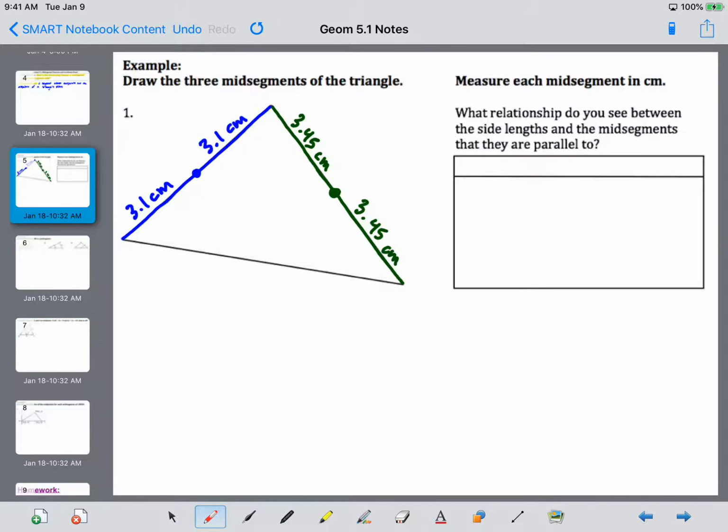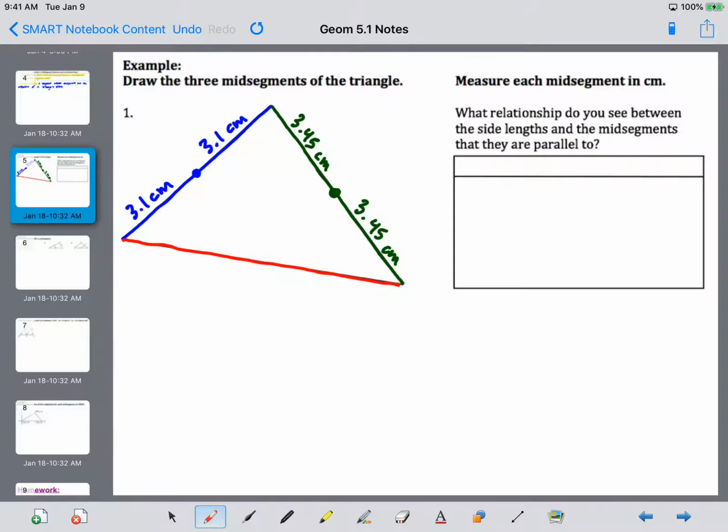And then that last side here, again, go ahead and measure it. Make sure your answer agrees with mine. I had 8.6 centimeters, so when I measured, I put my midpoint at 4.3 centimeters. That would be the middle of 8.6. Okay, so those are our three midpoints.